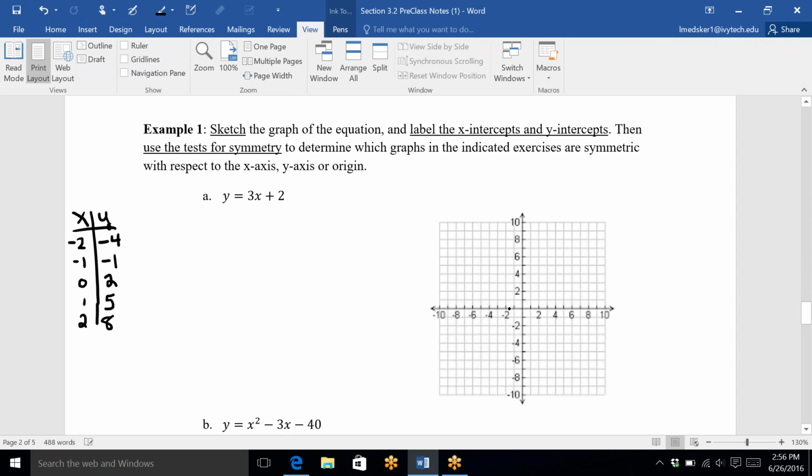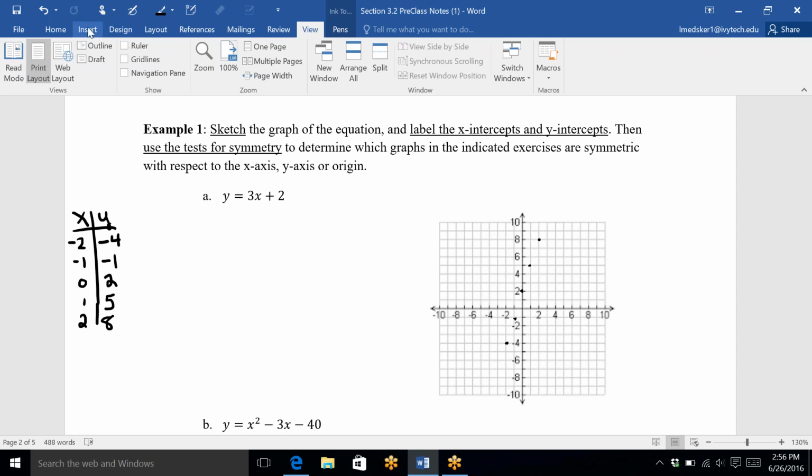So we're going to plot that over here, -2, -4, -1, -1. Oh, my -2, -4 didn't stay on there. It's not wanting to stay a little bit. There we go. And then we have 0, 2. And then we have 1, 5. And then we have 2, 8.